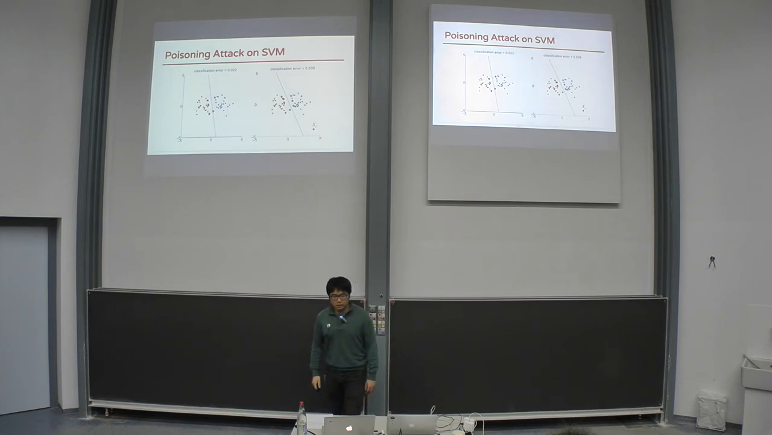Well, this is a short example. We have the original linear SVM separating those data samples. We have roughly 2.2% classification error. After you inject a malicious point here, you can notice the hyperplane has been changed. And in this case, we have almost 4% classification error. So like I said, we can publish 10 papers out of it.